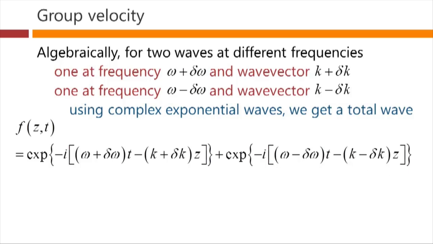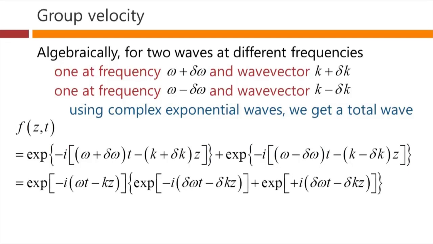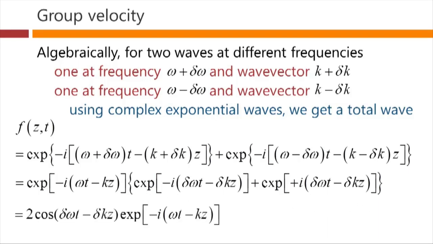Now, we note we've got a common factor here. The common factor would be the exponential of minus i omega t minus kz. So we can pull that out of these two terms. And the result is that we're left with this expression. But you may recognize that expression. That's really just the cosine of delta omega t minus delta k z. It's multiplied by a factor 2.